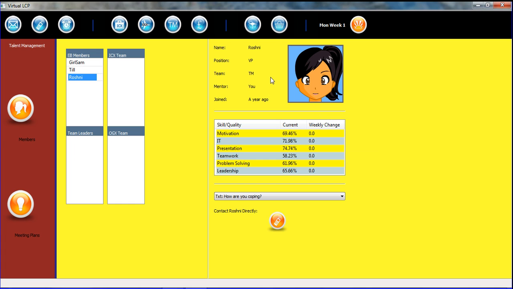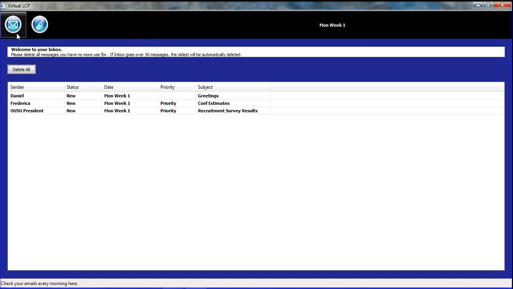Roshni has a lower motivation, it's still not bad, just below 70 in the presentation. That's not bad at all to start with. Right, so let's see, what have we got in the email? This is the one for email.